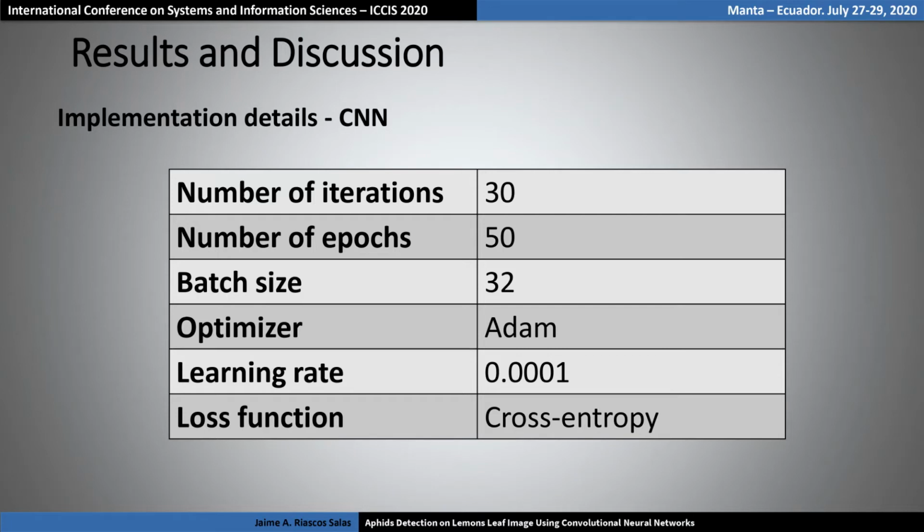Based on the default setting for binary classification, we performed our CNN approach with the following parameters. Firstly, the number of iterations was 30, the number of epochs 50, the batch size was 32, the optimizer used was Adam, the learning rate was set to 0.0001, and finally the loss function was cross entropy.